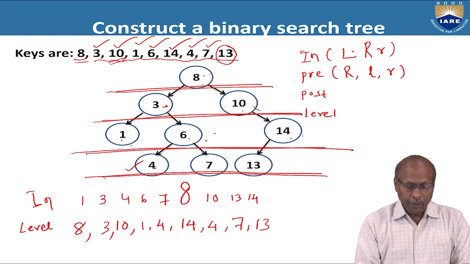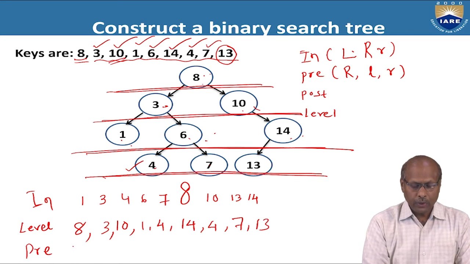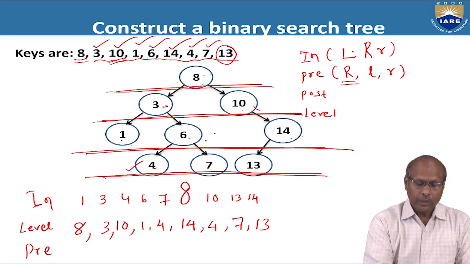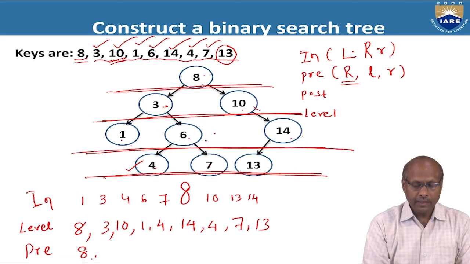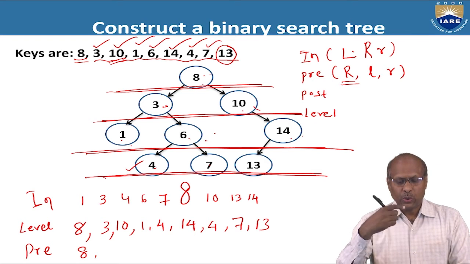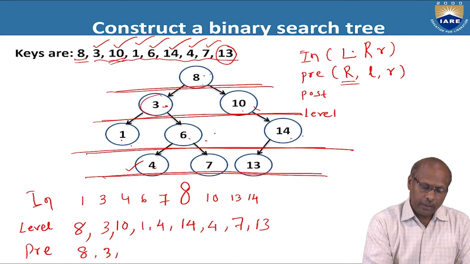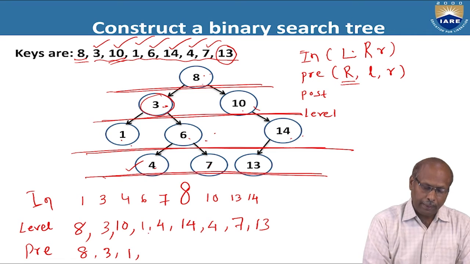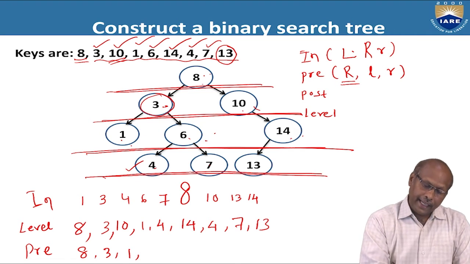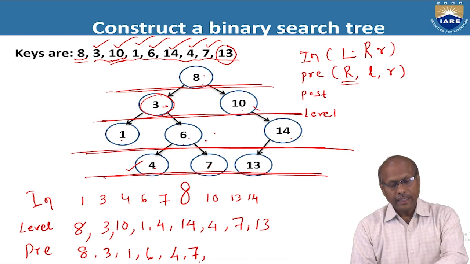So if I follow pre-order, what is the answer? First, pre means root. Root is 8. Then the left subtree. Again in the left subtree, because you have to apply the recursive approach, again 3. Then root is over, then left 1, left is over. Again go to the right subtree and apply the same formula: root 6, 4 and 7. So this is the left subtree.